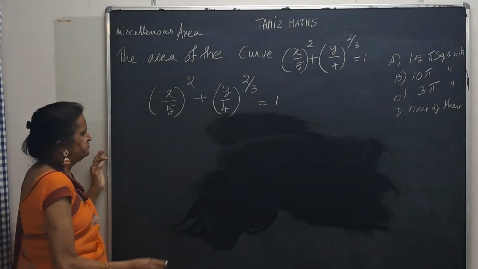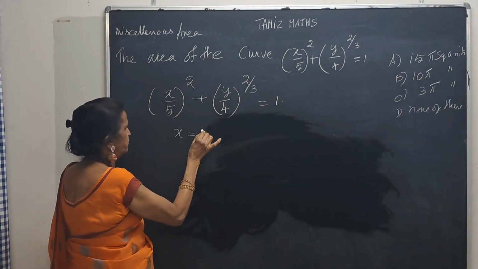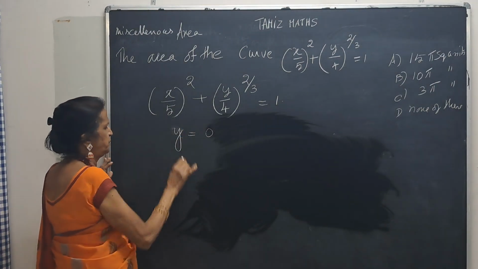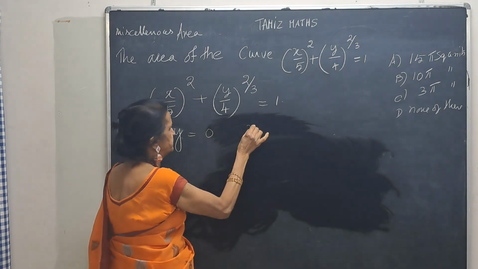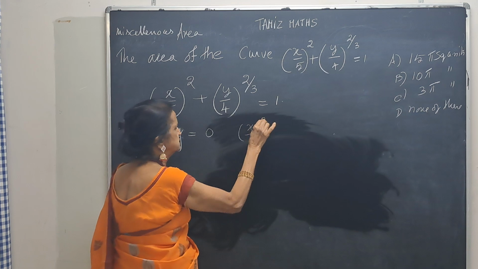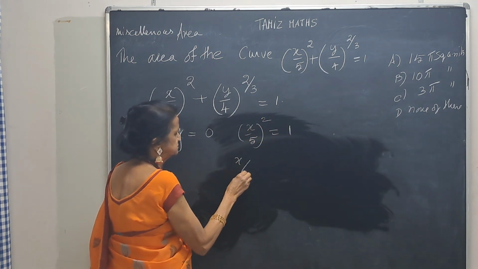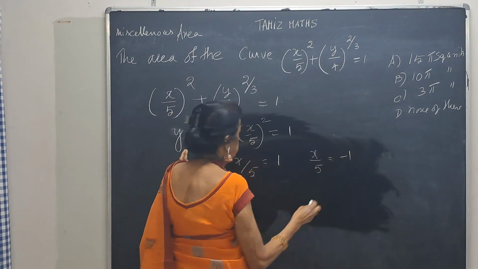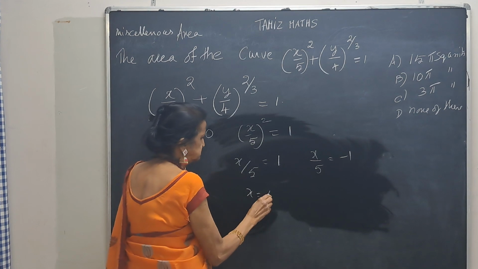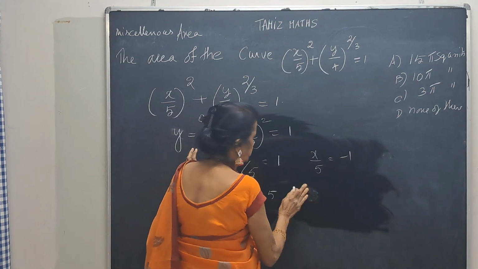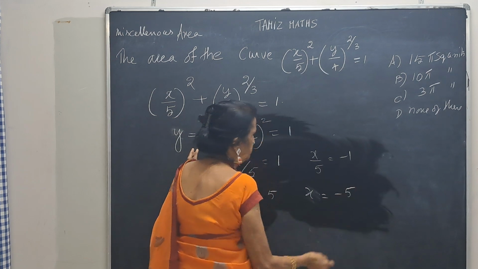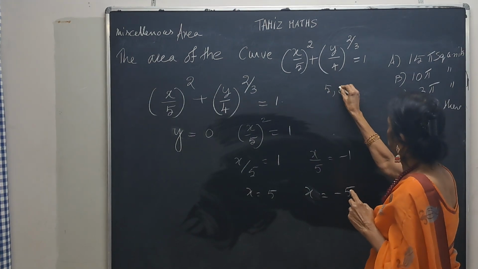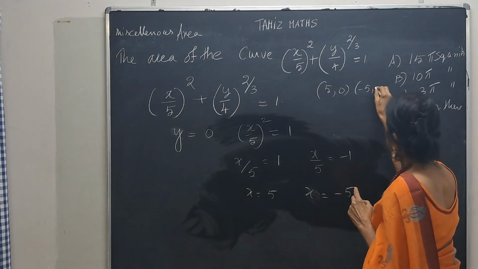Now put x equal to 0, or you can put y equal to 0 first. Put y equal to 0. So this is 0, so x is 5 and x is minus 5. The points we have on the graph are (5, 0) and (-5, 0).